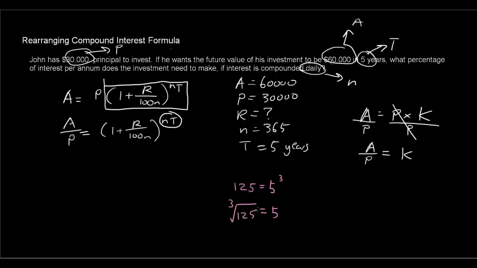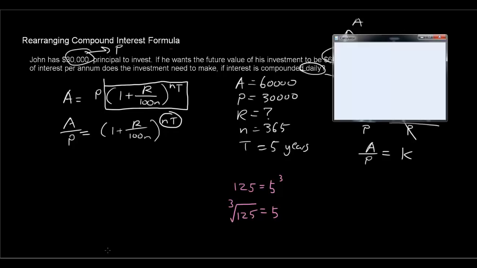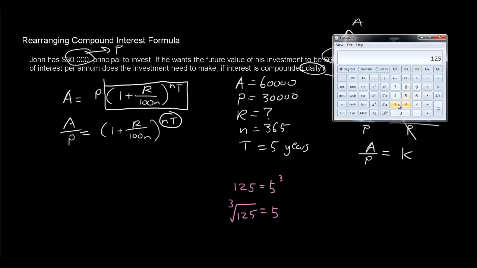Now 5 is equal to the third root of 125. And to type that in the calculator, depending on what type of calculator you have, but if you have a Windows calculator, you would do 125 and then root 3. So the third root of 125 is 5.